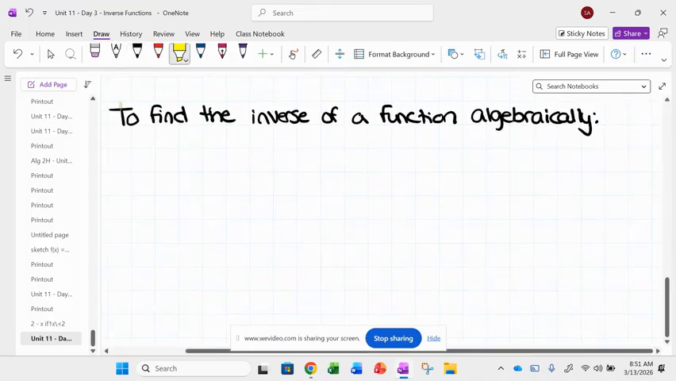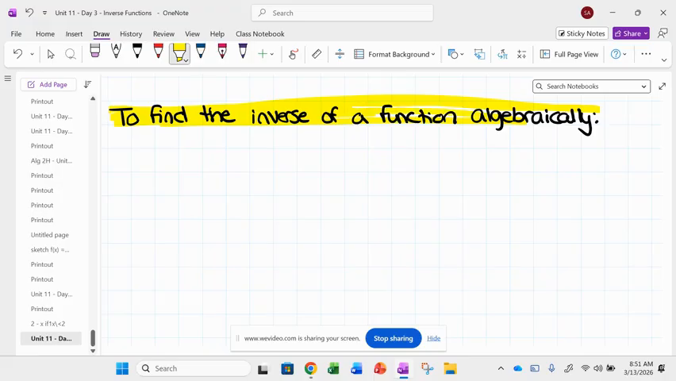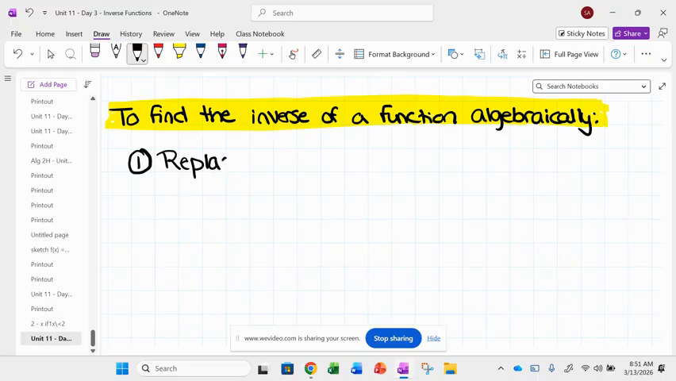So to find the inverse of a function algebraically, I'm going to tell you what we do. Step 1. We are going to replace f of x with y. And we know they're interchangeable, so I'm not really changing anything. We know f of x and y are the same thing. If it's already a y, we're going to leave it as a y. So our first step is replace f of x with y.